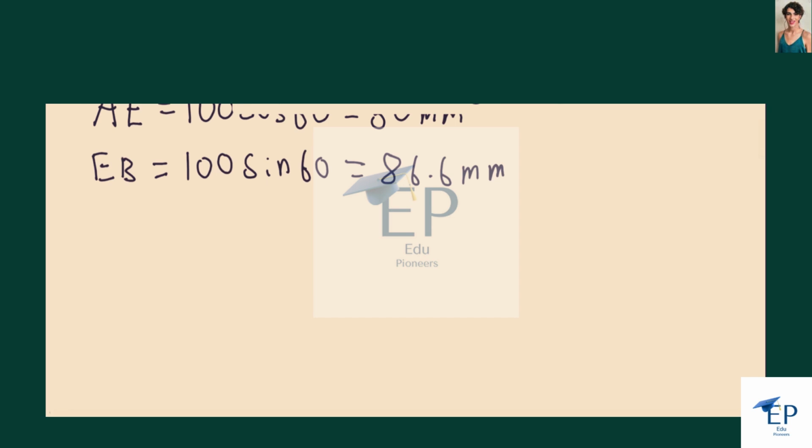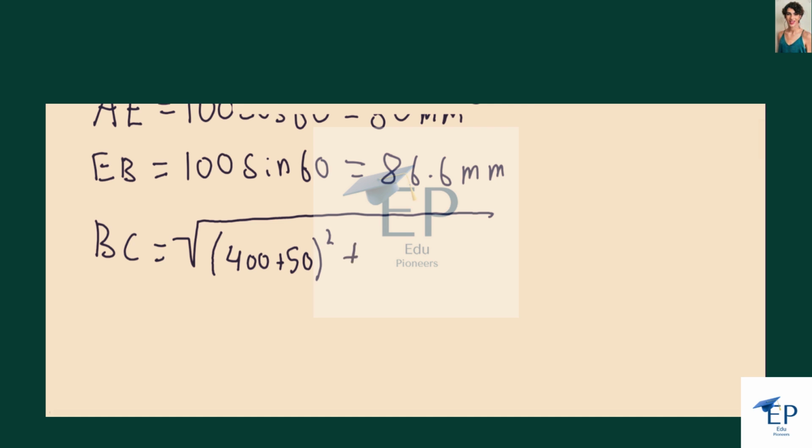And next we're going to find length BC. By using Pythagorean's theorem, we can say that length BC is equal to the square root of 400 plus 50 squared plus 86.6 squared. And this is equal to 458.26 millimeters.